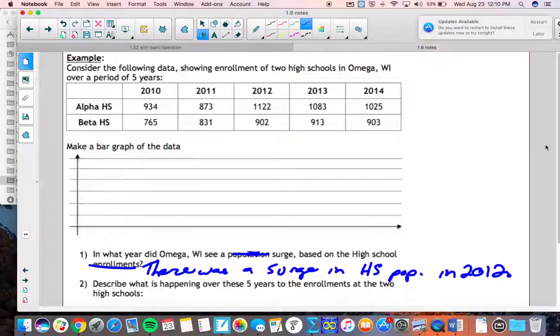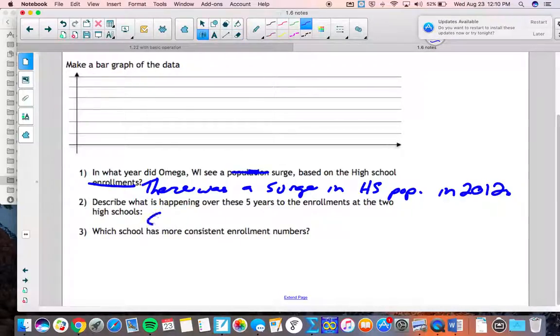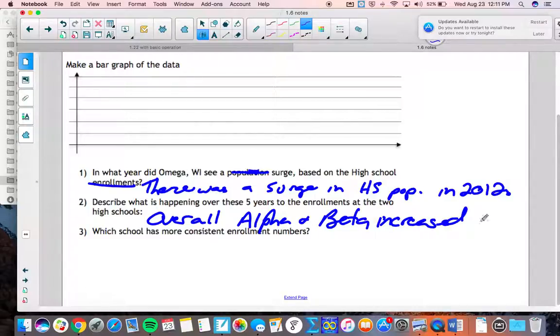So we could really summarize it and say that overall, alpha and beta increased enrollment over the 5 years. You could get more specific and highlight the big years that had, or the years that had the biggest gains, or when things were increasing and decreasing.